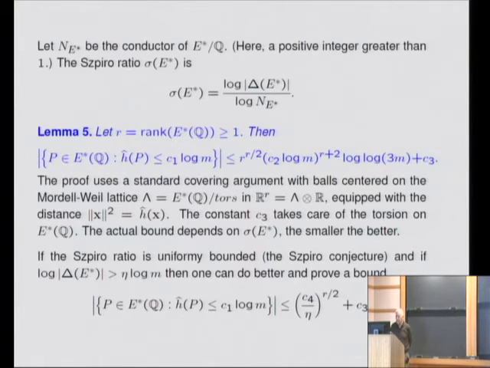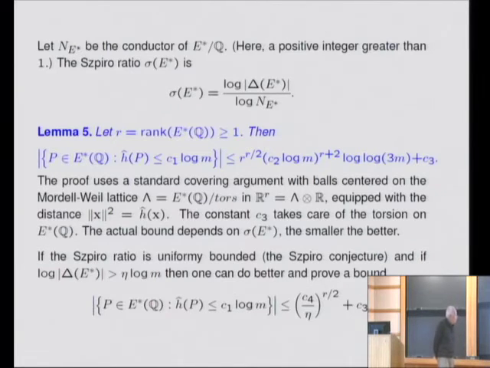Anyway, the spiral ratio is the ratio of the log discriminant divided by the log of the conductor. The conductor is supported at the primes which divide the discriminant, but the powers which appear may not be the same. Anyway, so the number of points, this is what is known for rational points of an elliptic curve up to a certain level, R is the rank, and you get a bound like this, with constants C1, C2. You can even get numerical bounds. This is one of the best bounds known unconditionally.